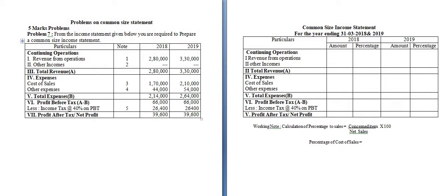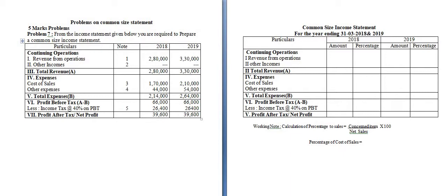Common size financial statements are nothing but those financial statements in which the items of financial statements are converted into percentage by taking some common base. If you are preparing income statement, the common base will be sales, or if you are preparing balance sheet, the common base will be total of asset side or total of liability side, and that is the reason these statements are also called as component percentage statement or 100% statement.